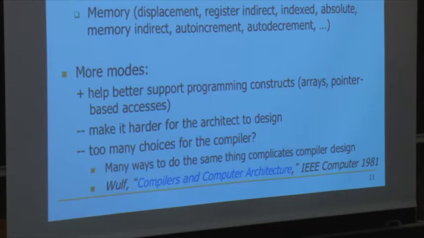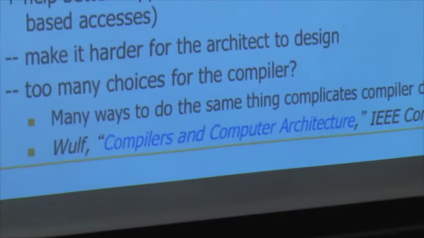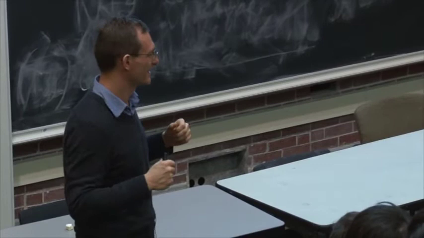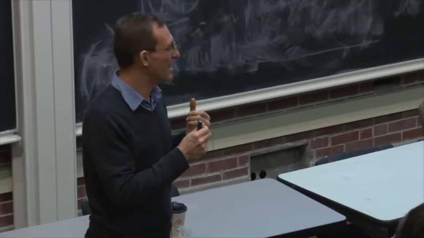Now, the compiler has many choices, right? Auto-increment or not auto-increment? Or should I actually use something like an indexed addressing mode or something else, multiple instructions? And many ways to do the same thing complicates compiler design. And a good paper on this is Compilers and Computer Architecture by Bill Wulf, written in IEEE Computer, 1981, if you're interested in this. Bill Wulf talks about how you should design the ISA such that it's friendly to the compiler writer. He's taking the stand of a compiler writer. And what would be a good ISA for them? And one of the conclusions is don't give too many ways for the compiler writer to do the same thing.